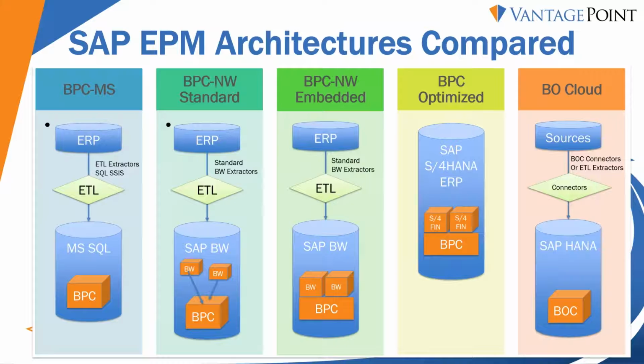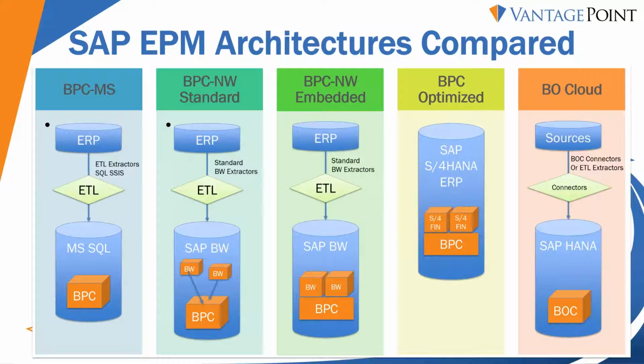BPC Optimized for S/4HANA, instead of sourcing data from multiple ERPs, sits on top of the S/4HANA ERP system itself. And much like the embedded model, technically the BPC Optimized solution is the embedded model, but instead of interacting with Business Warehouse cubes, it interacts directly with the S/4 Finance tables themselves. This is all happening in real time with absolutely zero data duplication and zero latency, because this is fully a real-time solution.